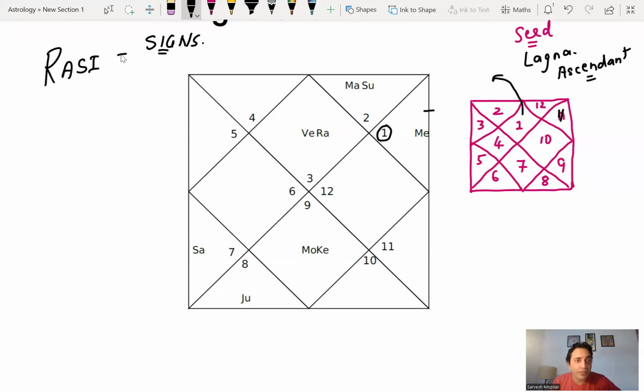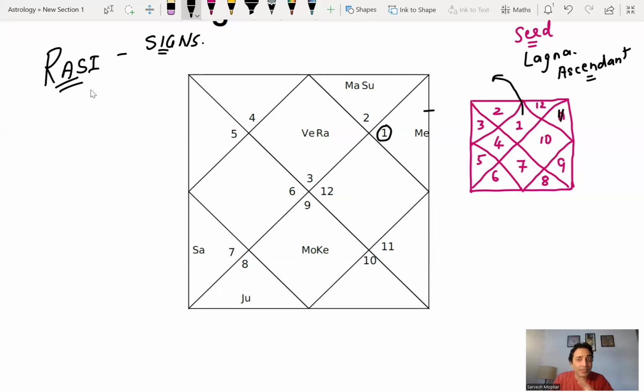So I'll write the names of the Rashis, and they are common in Vedic as well as Western. Okay. And that's again the beauty of things. Rashis remain common. The qualities of Rashis are also the same. Like Aries in Western astrology is also what Aries is in Vedic astrology.